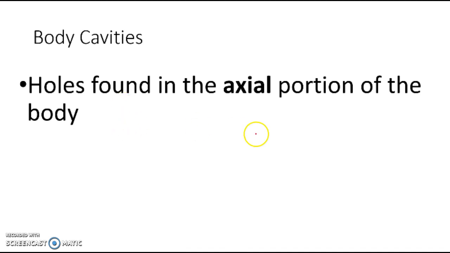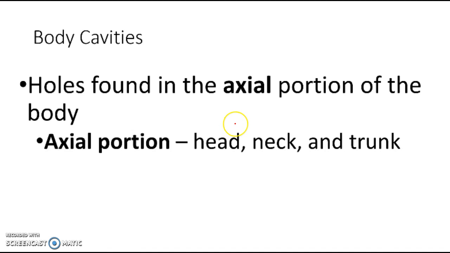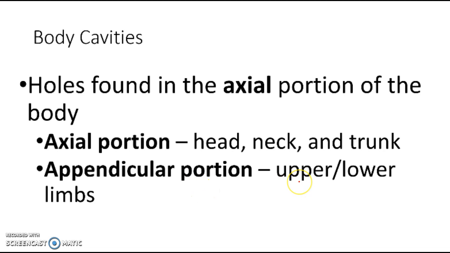Some of these holes are found in the axial portion of the body. Actually, most of them are. So to give you an idea of what I'm talking about with the axial portion of the body, I am specifically talking about the region of the head, the neck, and then the trunk, which would essentially be from our shoulders down to the bottom of our pelvis. In contrast to the axial portion of our body, we do have the appendicular portion, which is referencing the upper and lower limbs, or the upper arms and the lower legs, if you will.